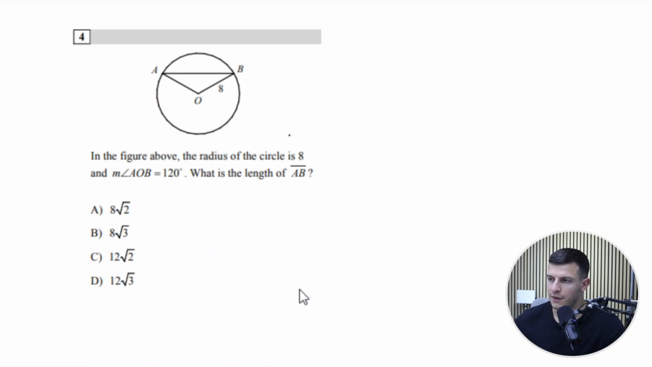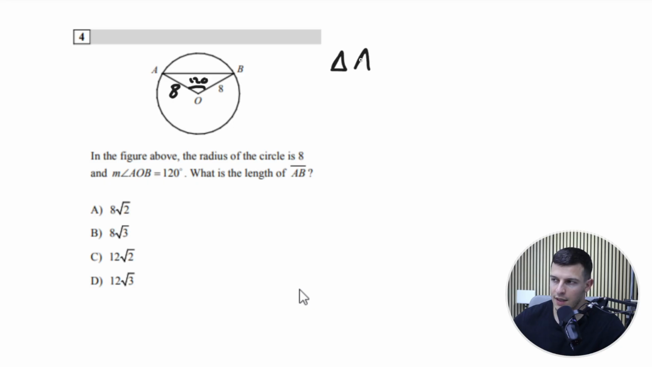In the figure above, the radius of a circle is 8, which means this one is also going to be 8. I'd like to start writing things as soon as they are apparent to me. And AOB is 120 degrees, so this is 120 degrees. Now, again, I'm not reading the rest of the question just yet. I know that AO and OB are both radii, which means they will be equal to each other, right? That's why they're both 8, which means it's an isosceles triangle.